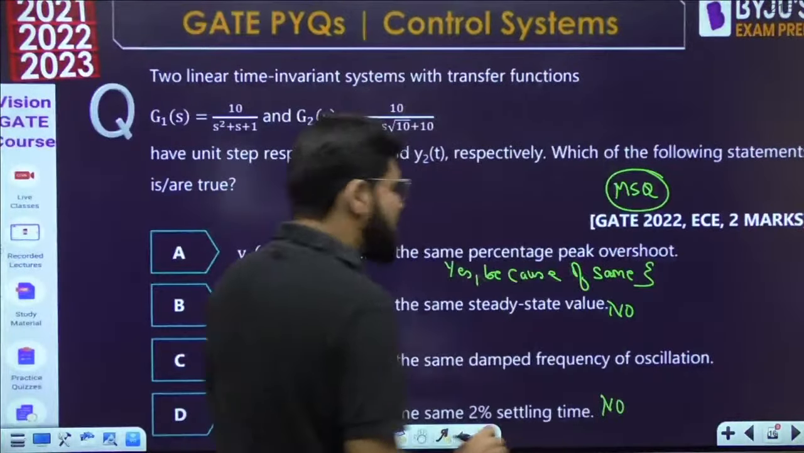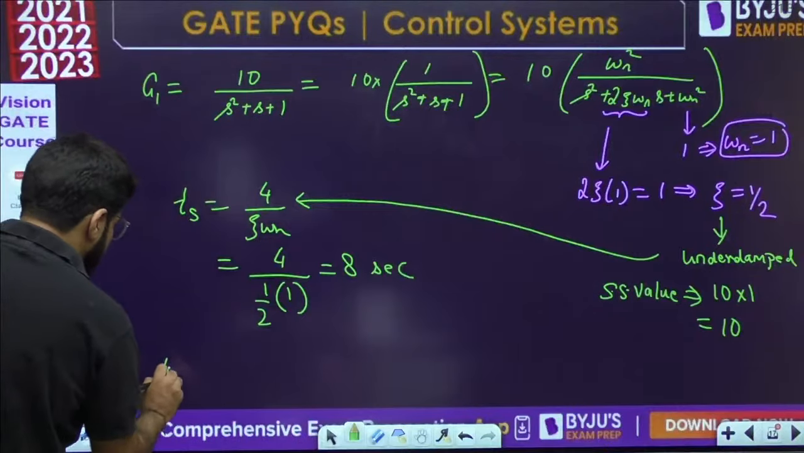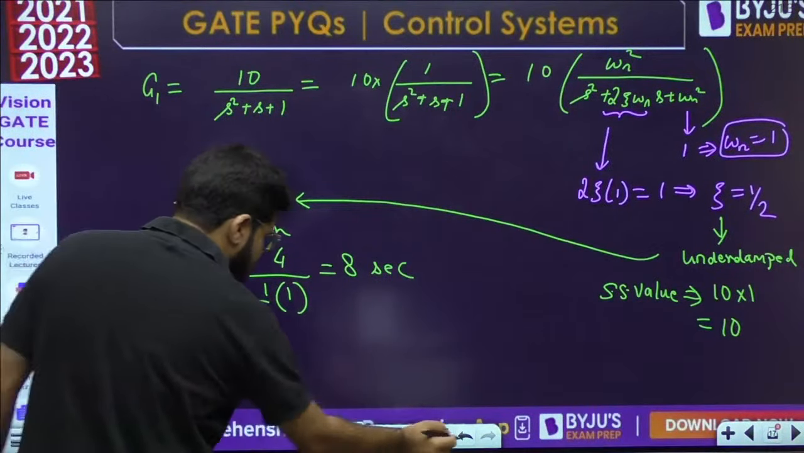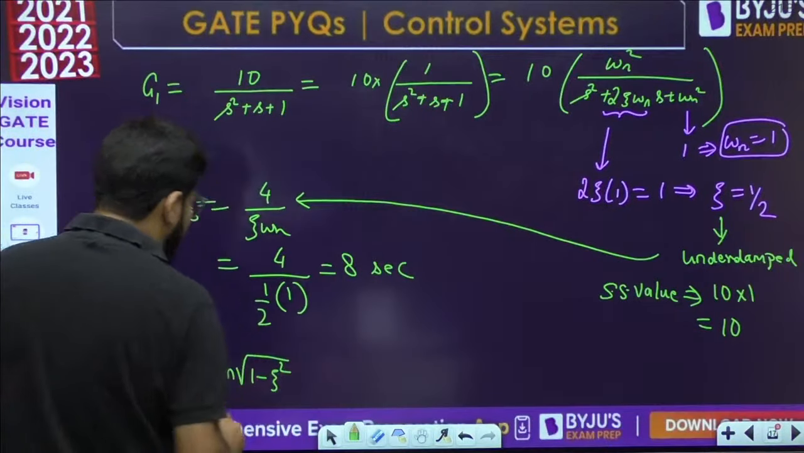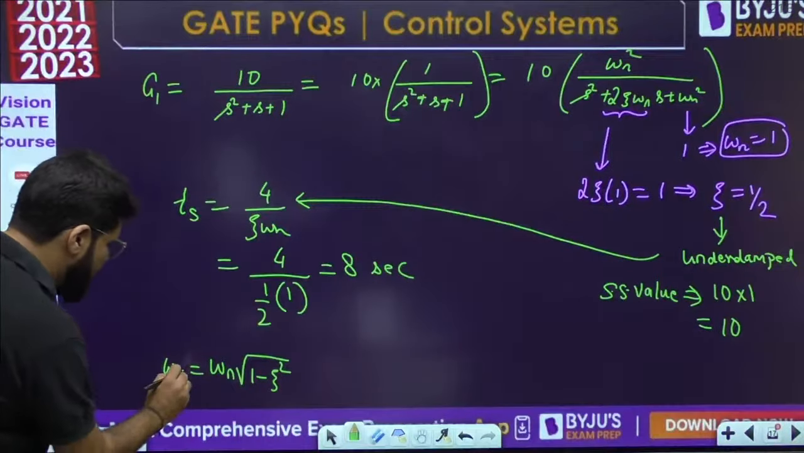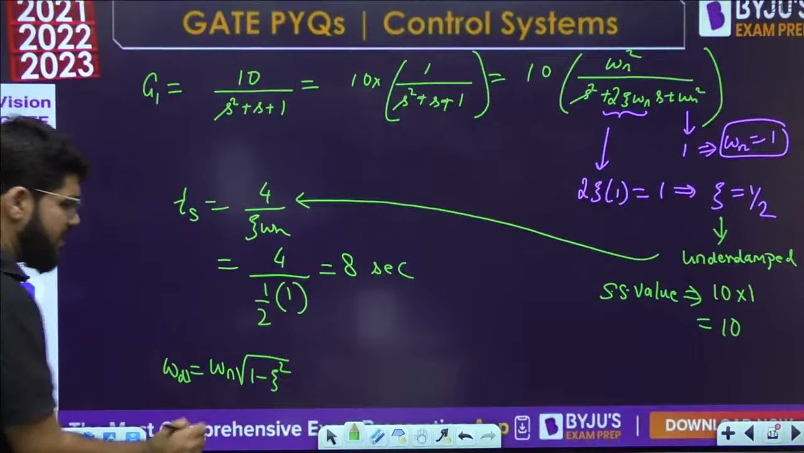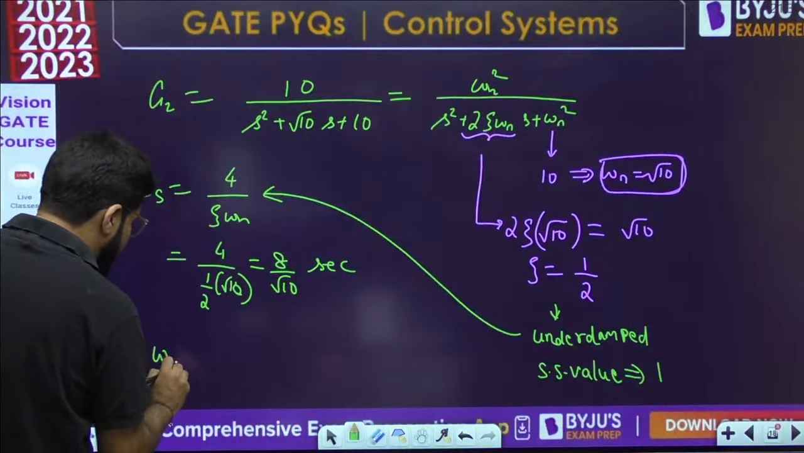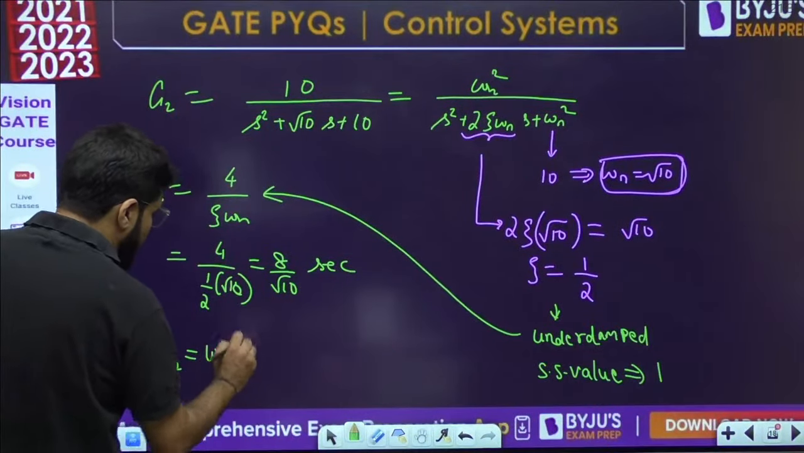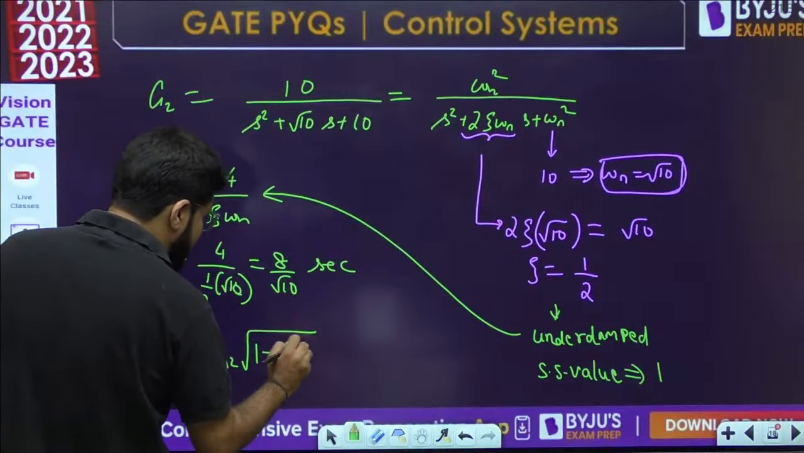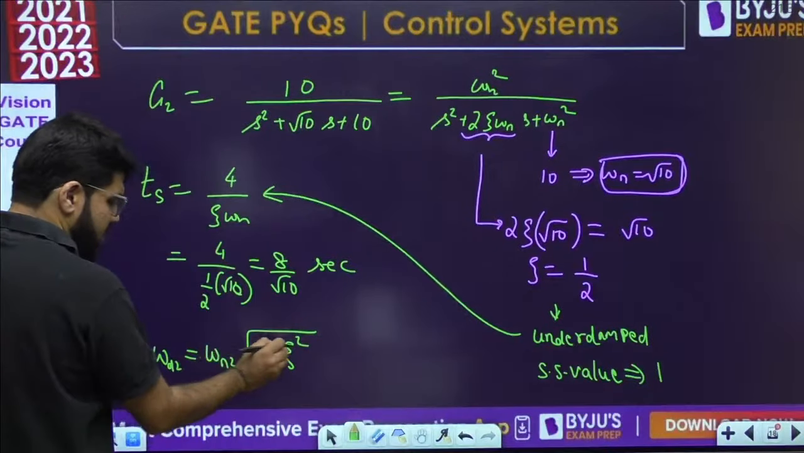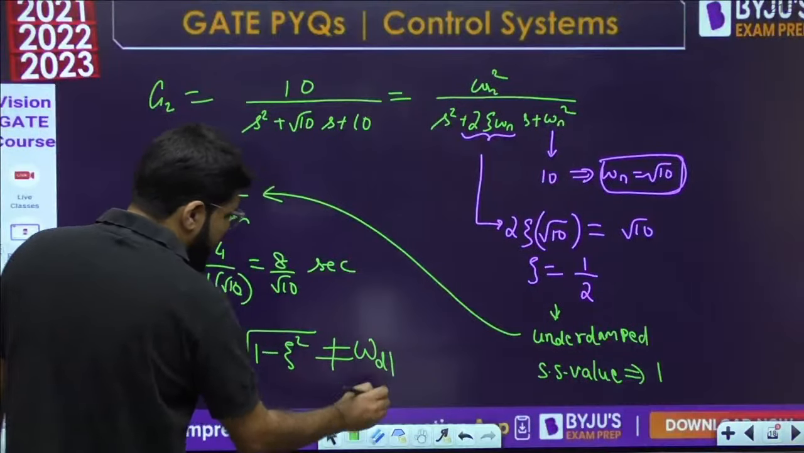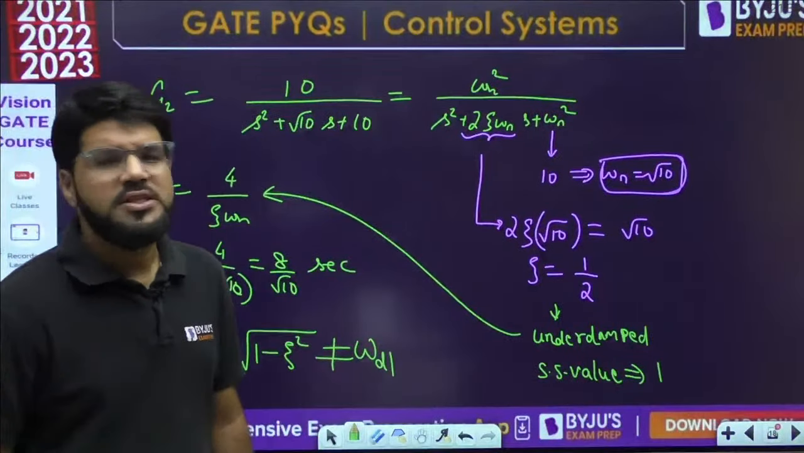Do they have the same damped frequency of oscillation? Omega d is omega n root of 1 minus zeta square. No need to calculate. Suppose this is omega d1. Omega d1 is omega n1 root of 1 minus zeta square. Zeta is common. But what is omega d2? That will be omega n2 root of 1 minus zeta square. Zeta is still common. So because this portion is common, but omega n2 does not equal omega n1, this is not equal to omega d1. No need to calculate. So the damped frequency also is not equal.